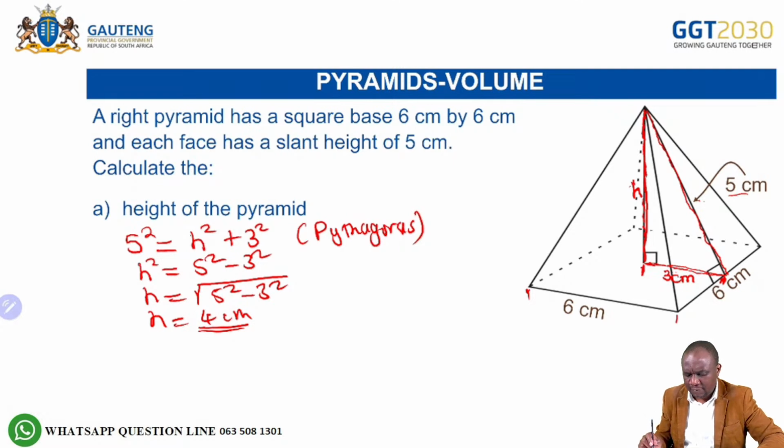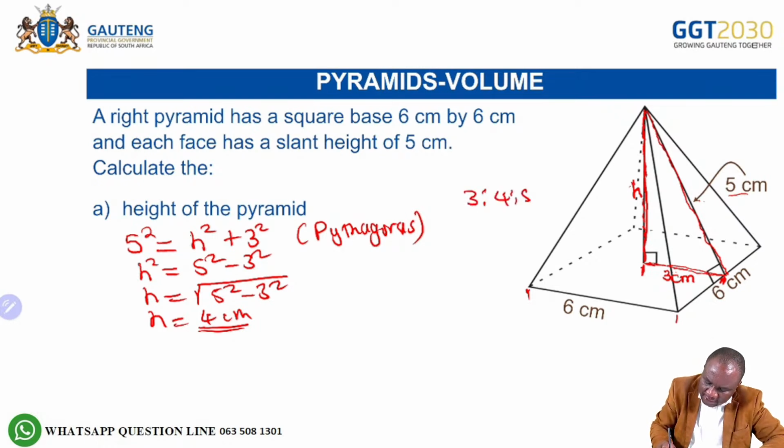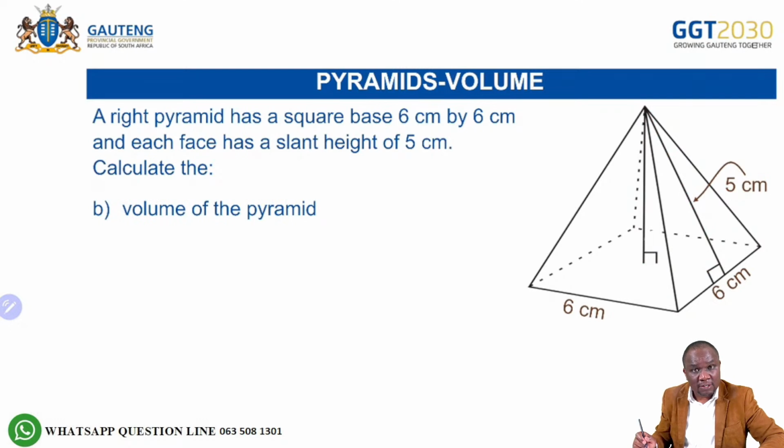Remember this Pythagoras triplet: 3, 4, 5. Always remember this. 3 is to 4 is to 5. We have 5 here and 3 there, so the missing one is 4. So now we have the height of the pyramid. Let's use our formula. Remember I said you must copy the formula. Let's use our formula to find the volume of the pyramid. You remember? Volume of the pyramid is 1/3 times area of the base times height of the pyramid. Let's try to do that in 1 minute.